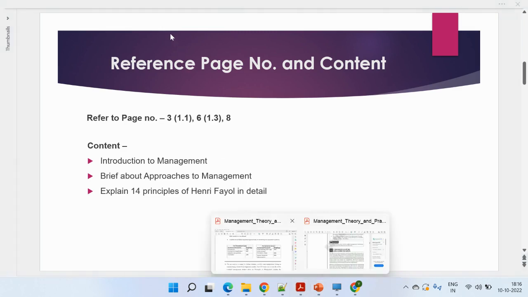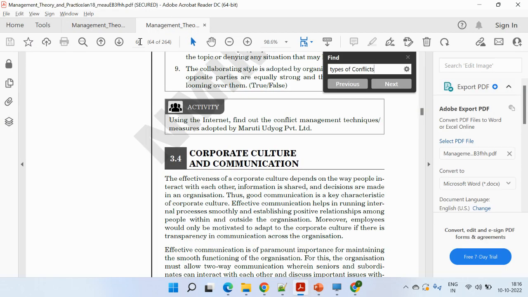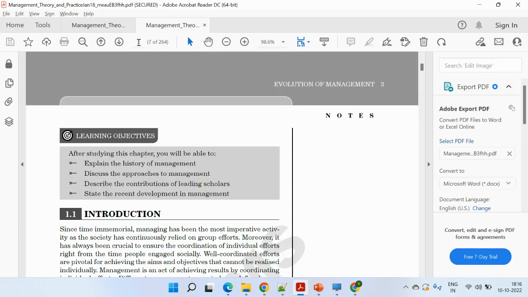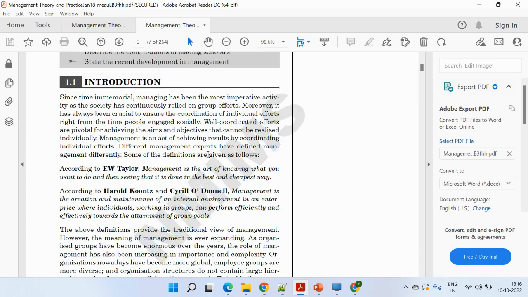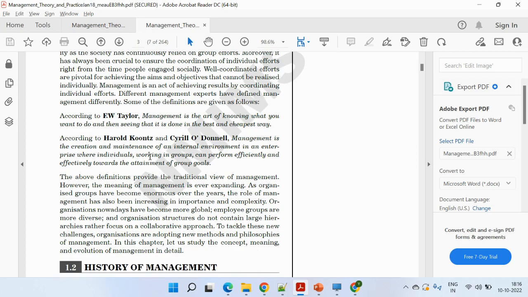Firstly, refer to page number 3 from the book. On page number 3, firstly you give an introduction about management. Management is the art of knowing what to do and then seeing that it is done in the best and the cheapest way. Management is the creation and the maintenance of an internal environment. So these are the two definitions. You can directly write the definitions. It won't fall under plagiarism because they were given by scholars or renowned personalities.